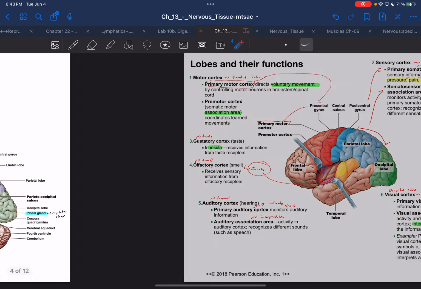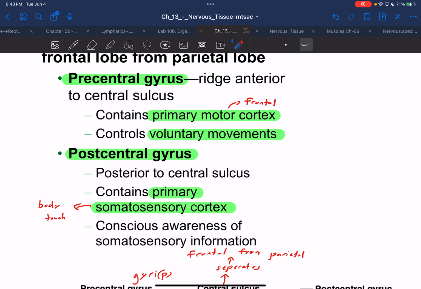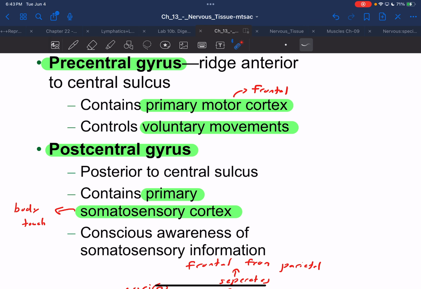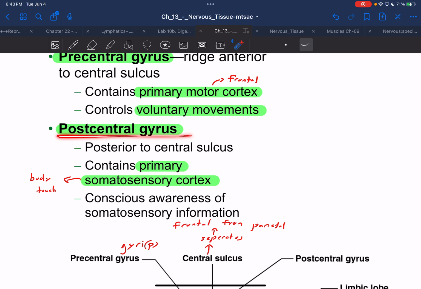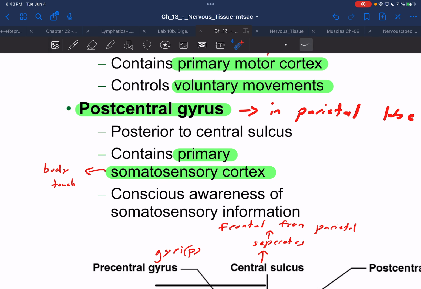And so to summarize, your precentral and postcentral gyrus control different things. This one's found in your frontal lobe. It controls your primary motor cortex, voluntary movement. When it comes to touch, your senses, that's handled in the parietal lobe. Put in parietal. And that handles body touch.